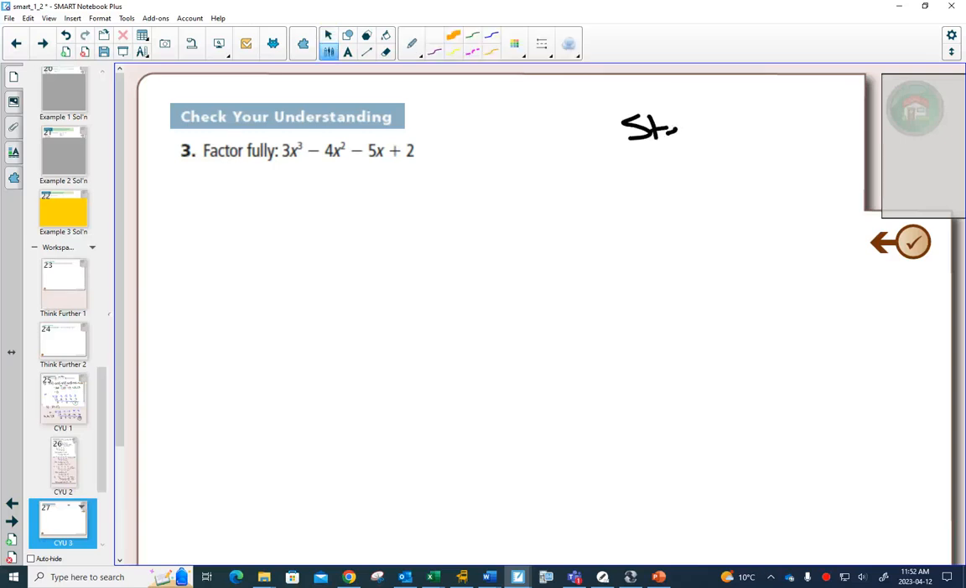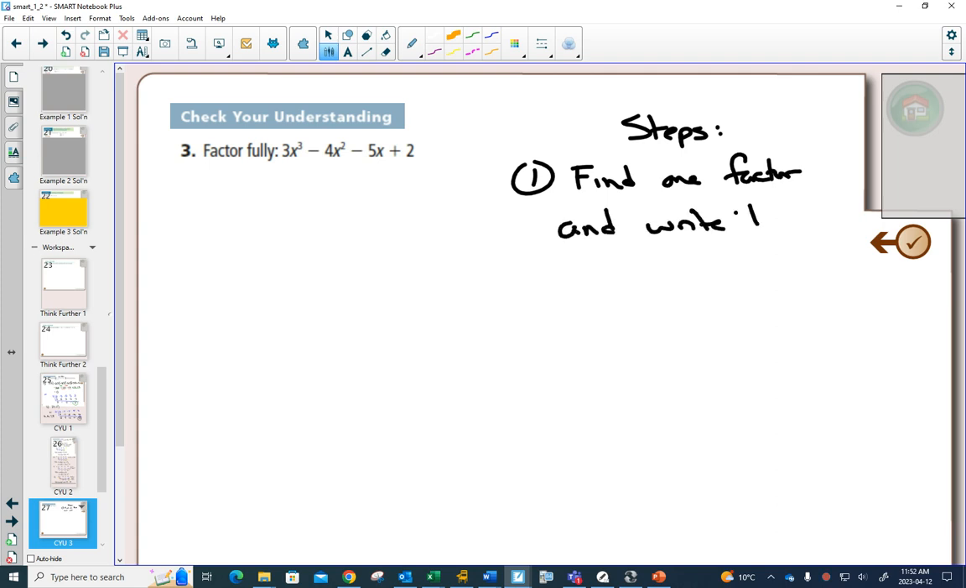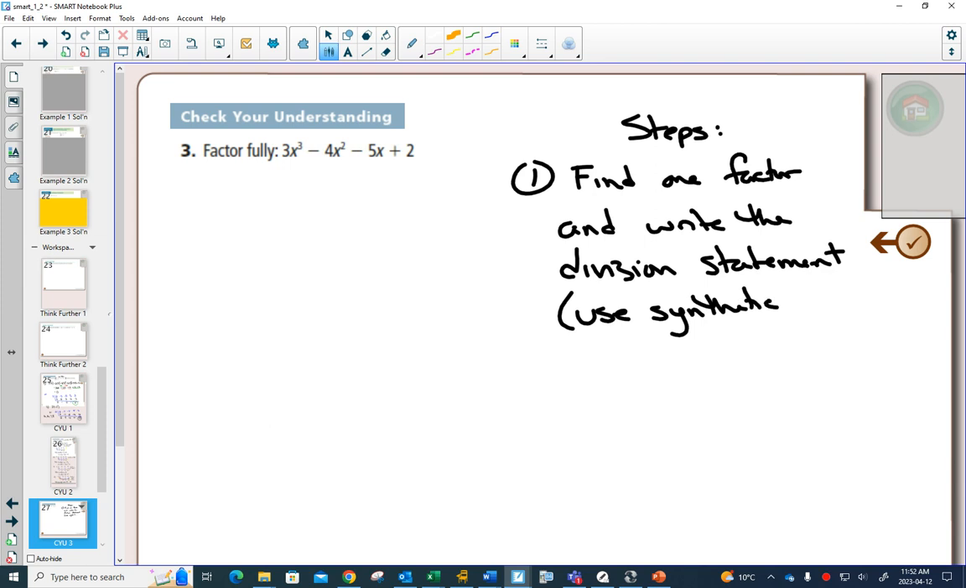And off to the side here, we're going to write some steps. Okay. We have to find one factor. First step, you have to find one factor and write the division statement. To write the division statement, you're going to have to use synthetic division.